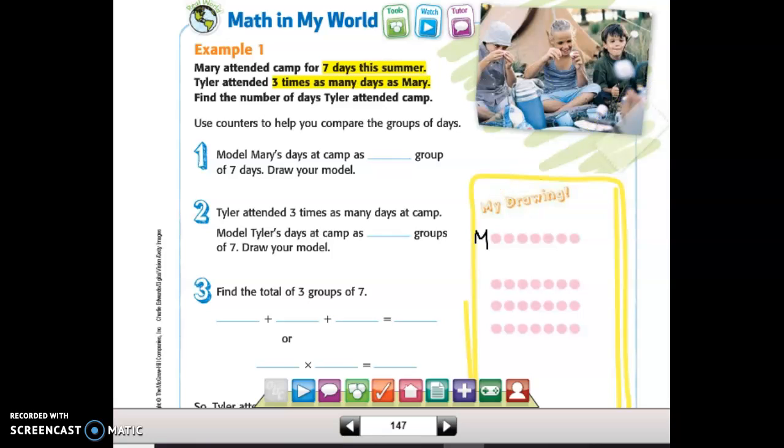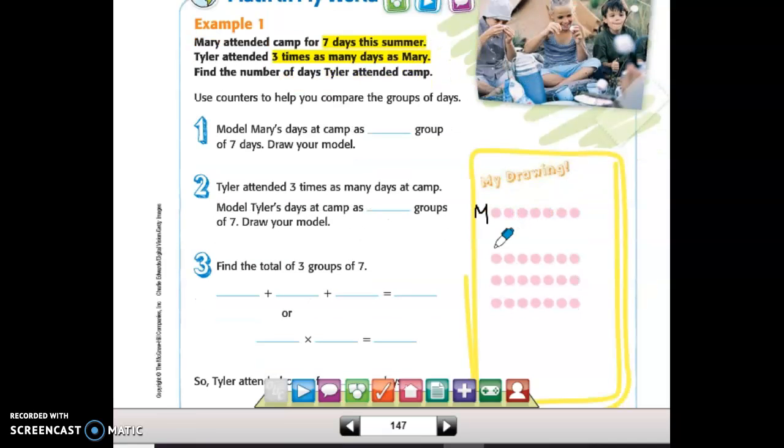And so they set up a separate counter model for Tyler. They took how many days Mary had, so the first row is going to have 7 to match the number that she had. And then they repeated that into 3 rows. So 1 row of 7, 2, 3 rows to show 3 times as many.